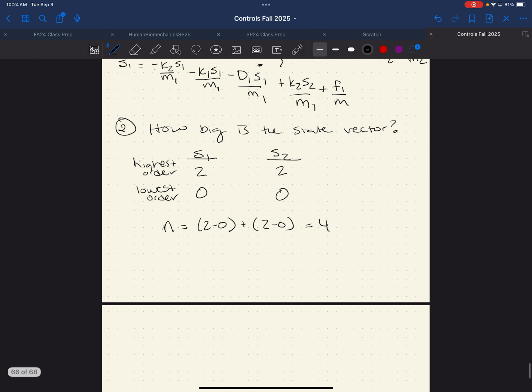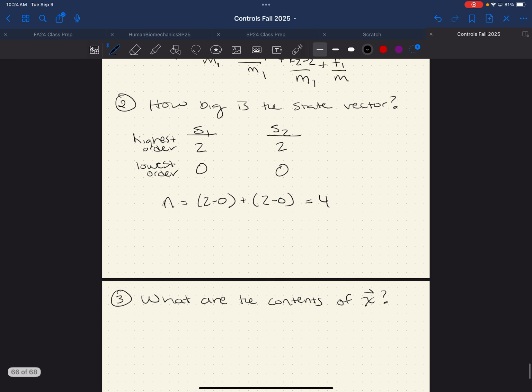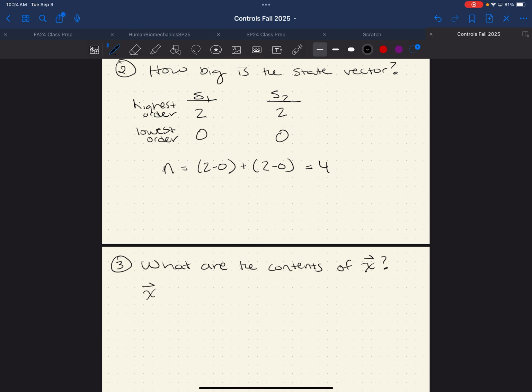What's my next question? What actually are the contents of my state vector x? I know now that x has 4 slots.